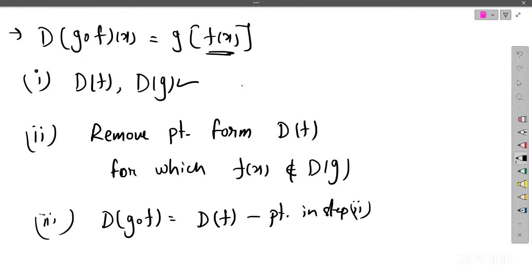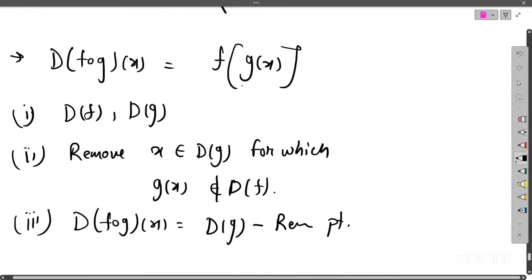Okay, because again the logic is the same: we want first f of x to be well defined, and the second thing we want is g of f of x to be well defined. That's why we have to remove all those points for which f of x is not part of the domain of g. Okay, that's how we can find the domain of f composite g and the domain of g composite f.